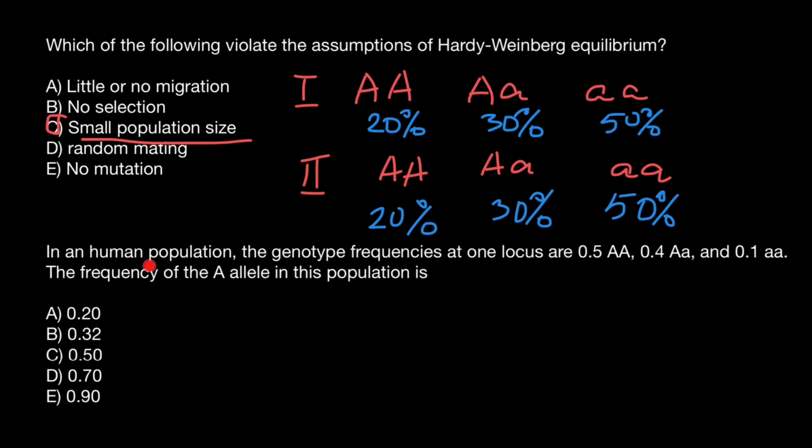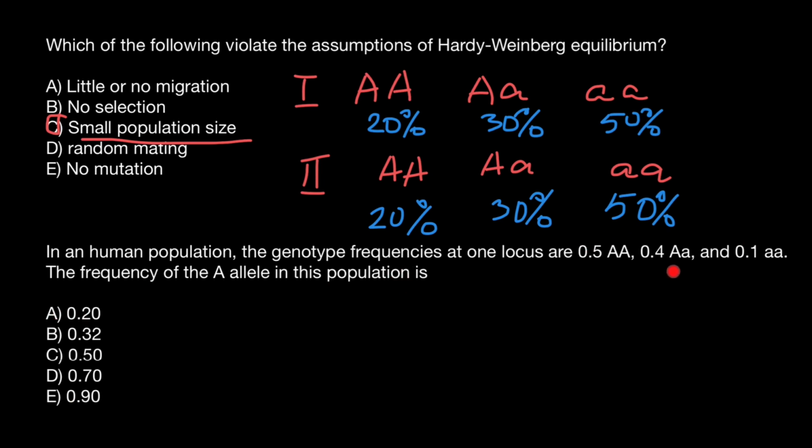Next question: in a human population, the genotype frequencies at one locus are as follows: homozygous dominant 50%, heterozygous 40%, and homozygous recessive 10%. The frequency of the dominant allele in this population is, and you have to choose one of these answers.